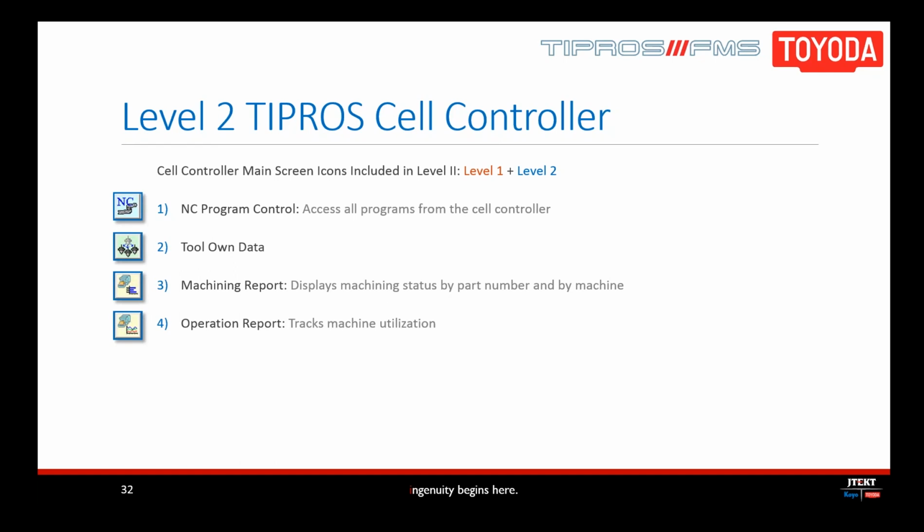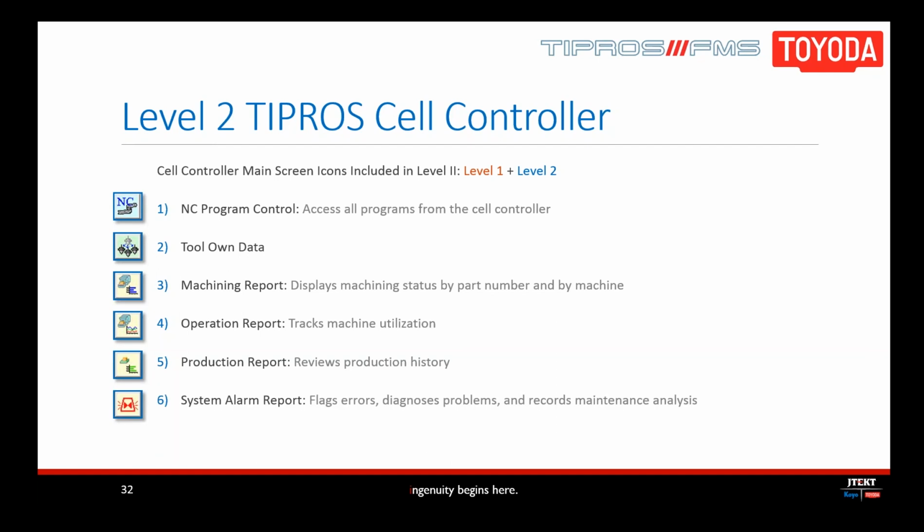Operation reports tracks machine utilization, spindle utilizations, load station utilizations. And production reports look at the overall production of the cell. And system alarm reports keep history of all the alarms that went on in the cell. And quite naturally, it covers the preventive maintenance too. So all this is logged in that.